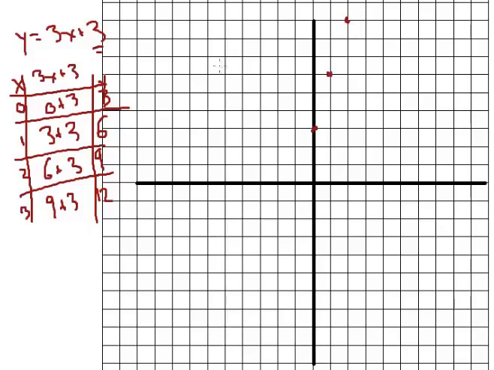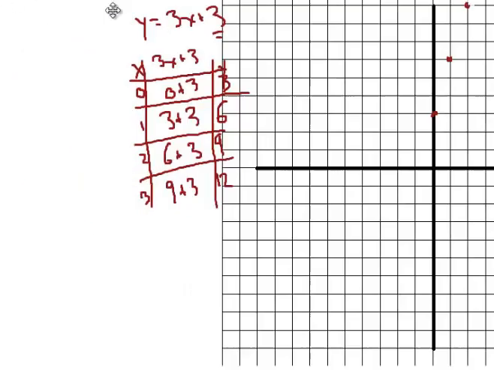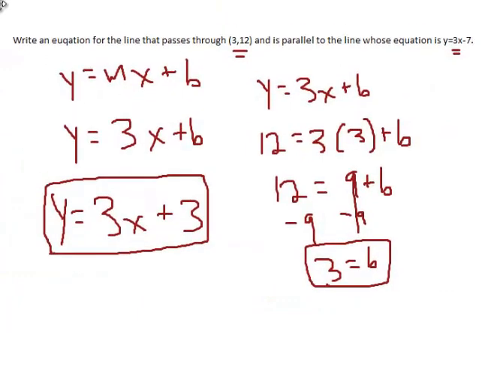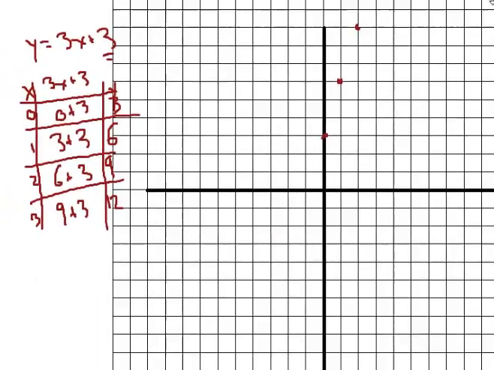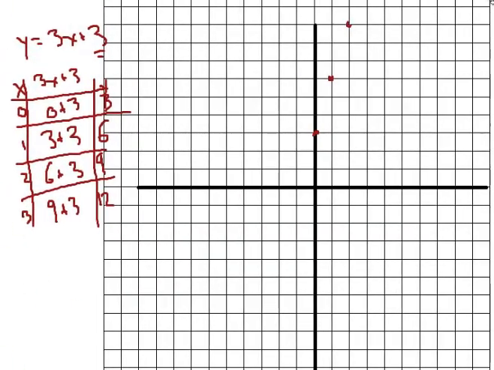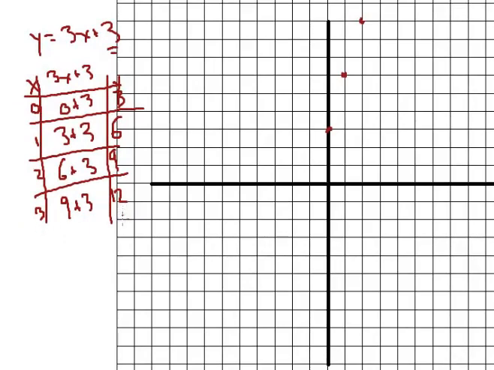Notice, by the way, remember back in the original question, which I'll scroll back to over here, one of the points was that it passed through the point (3, 12). And in fact, when we graphed it, of course, one of our points was (3, 12), which makes sense, because if it passes through that, that has to be one of the points.